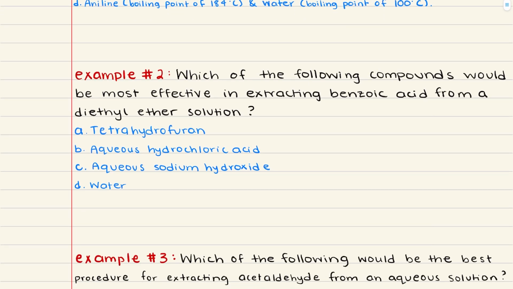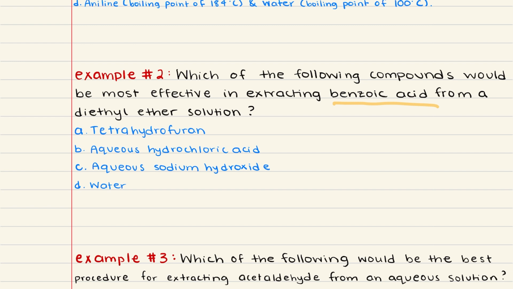Problem 2 says, which of the following compounds would be the most effective in extracting benzoic acid from a diethyl ether solution? To figure this out, we need to remember how extraction works, especially when dealing with acid-base chemistry. Benzoic acid is a weak acid. In organic chemistry extractions, weak acids can be pulled into the aqueous layer if they're deprotonated. That is, if we convert them into their conjugate base form.